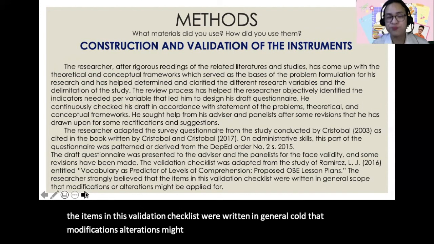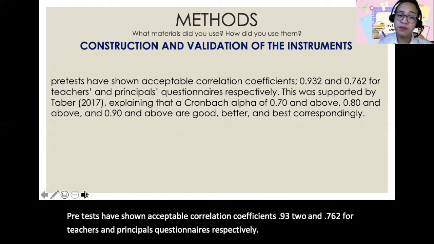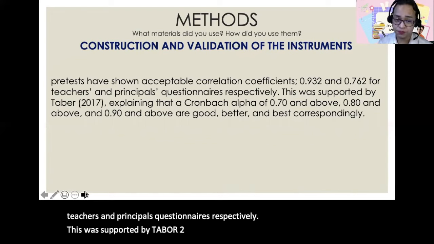Pre-tests have shown acceptable correlation coefficients, 0.9832 and 0.762 for teachers and principals questionnaires respectively. This was supported by Taber 2017, explaining that a Cronbach alpha of 0.70 and above, 0.80 and above, and 0.90 and above are good, better, and best correspondingly.